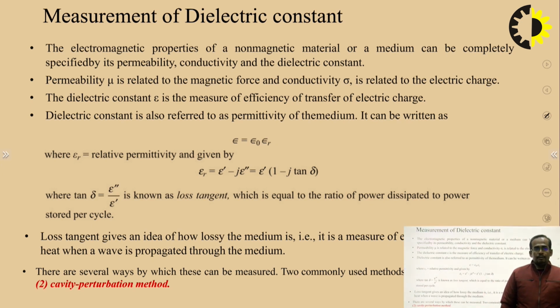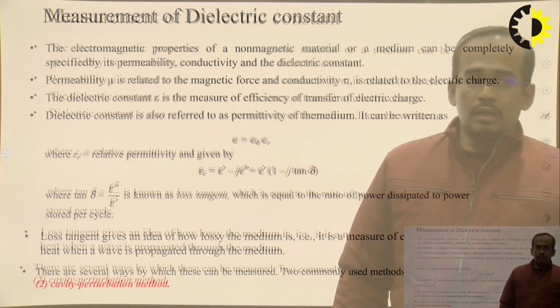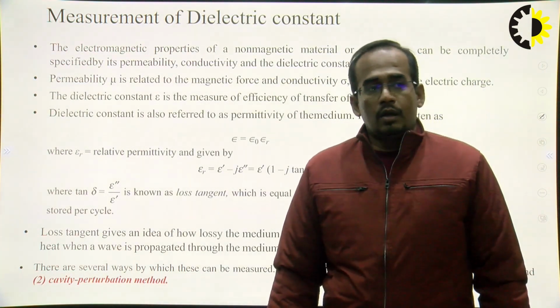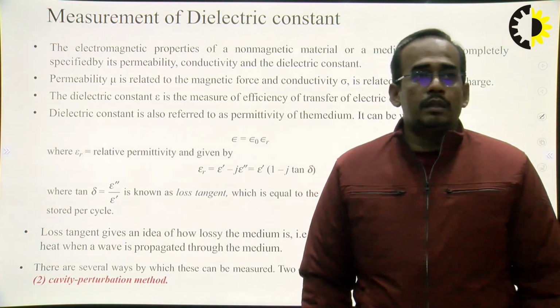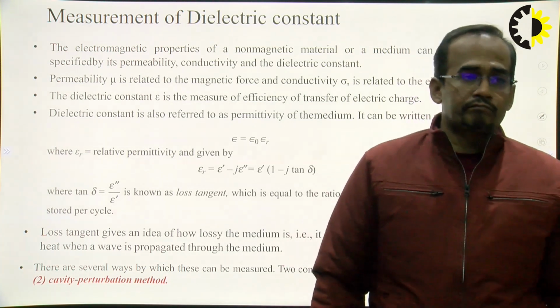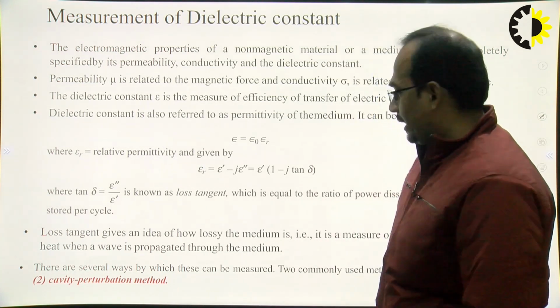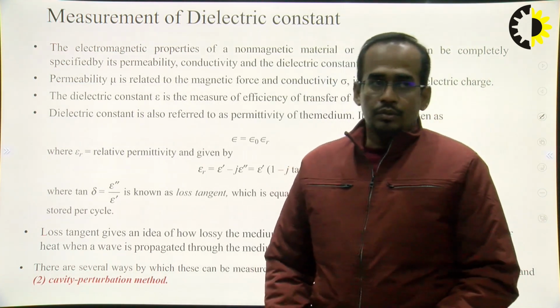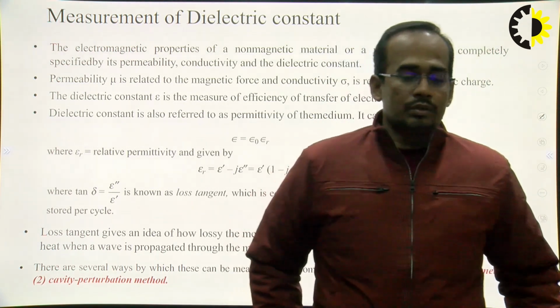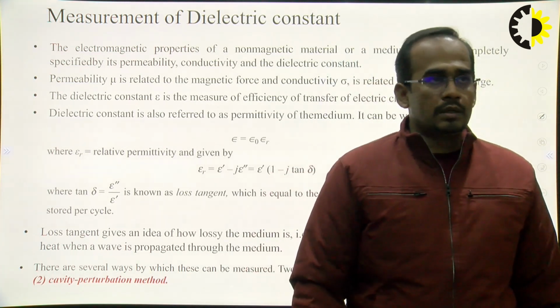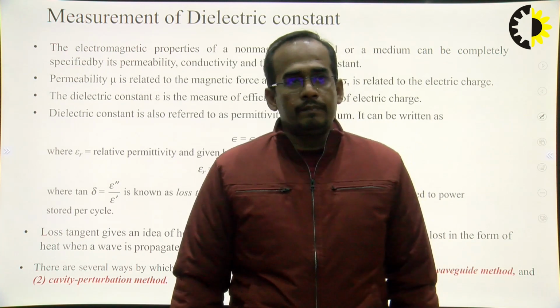Epsilon r can be represented as epsilon dash minus j epsilon double dash, which is equal to epsilon dash times (1 minus j tan delta), where tan delta is known as the loss tangent. We can measure the dielectric constant by two methods, the waveguide method and the cavity perturbation method, which will be discussed in the next lecture. This is all about the measurement of VSWR, attenuation, insertion loss, and impedance.